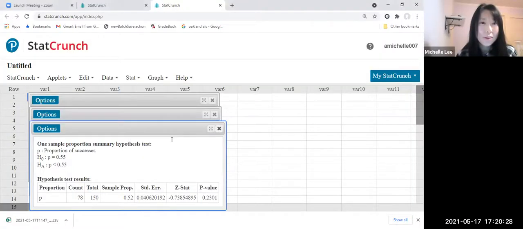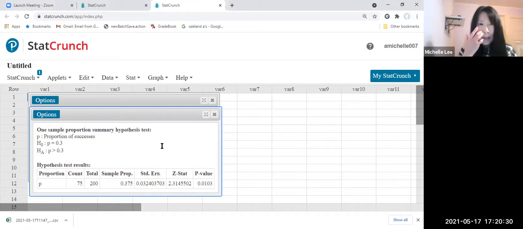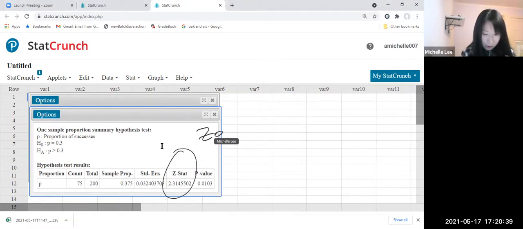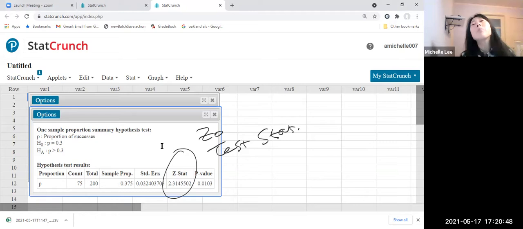Okay, so this one, right tail test. So Z stat, which is Z naught, the test statistic, is 2.345502. We want 3 decimal places because your homework asked for that, so 2.315, okay? So let's use that.